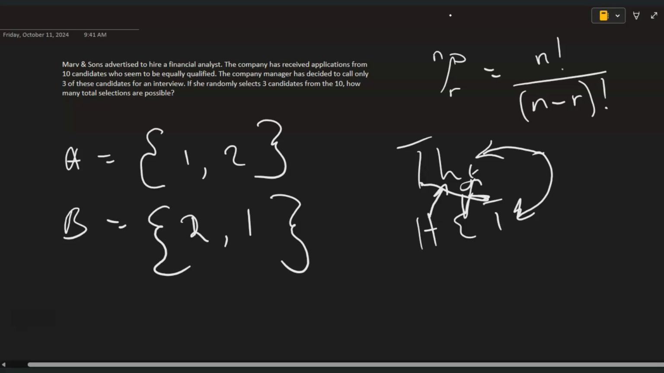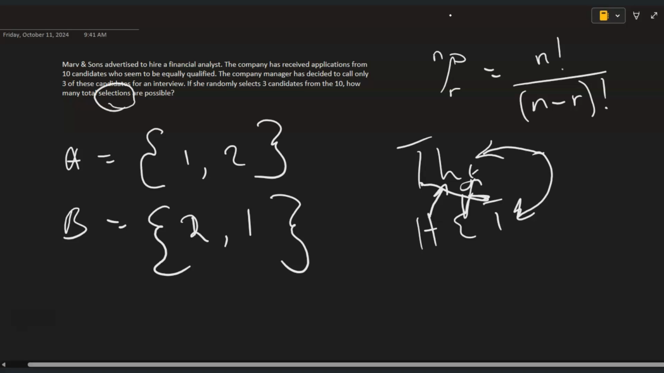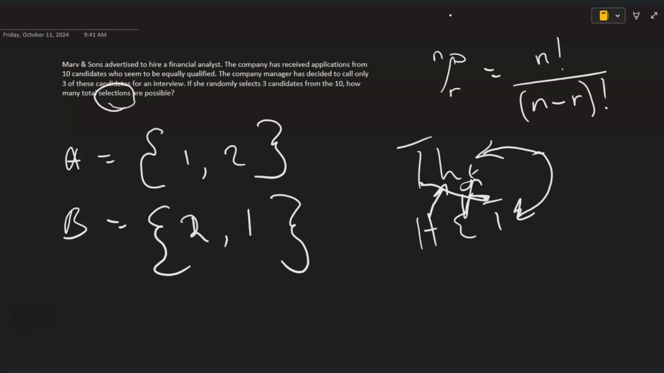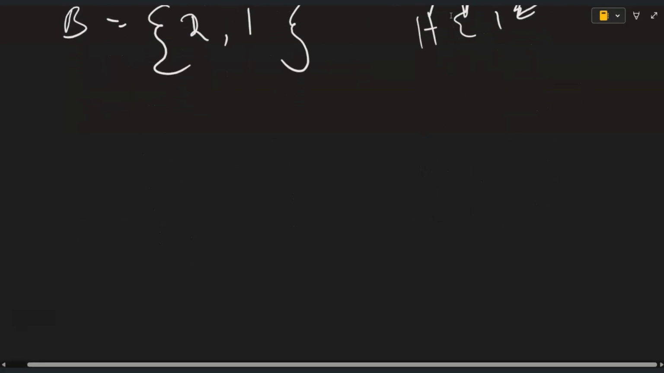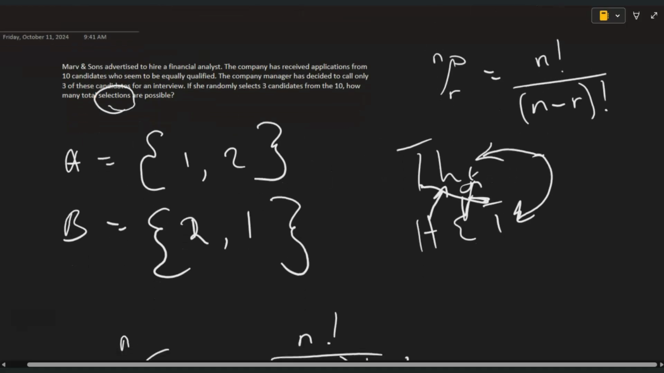Having established that order doesn't matter, the only relevant thing is the selection. So we are just going to be dealing with selections under combination, and we exclude the idea of order. Then what is the formula? Combination is equal to n factorial over (n minus r) factorial times r factorial. This is our formula.